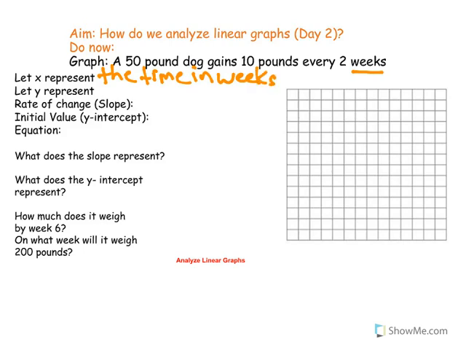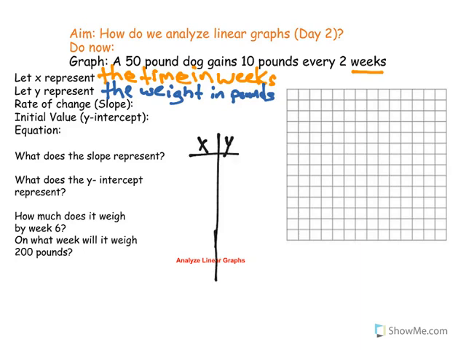Right? And what's happening over a certain amount of weeks? Well, the dog in this case is gaining weight. So we're going to say let y represent the weight of the dog in pounds. All right? I guess we do need it to label, but we should be able to figure out what values we have on our graph. In other words, we always start with x is 0. So what does x is 0 mean? Week 0. Well, what's week 0? It's when we bought the dog. Well, what was the weight? It was 50 pounds.